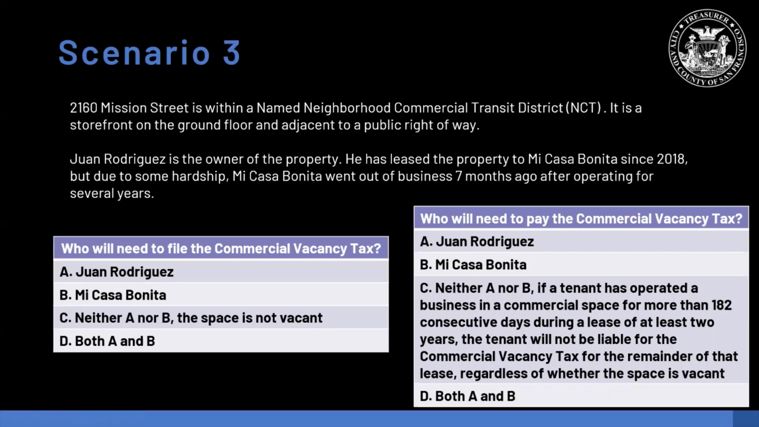Scenario 3. 2160 Mission Street is within a named neighborhood commercial transit district. It is a storefront on the ground floor and in the public right-of-way. Juan Rodriguez is the owner of the property. He has leased property to Mi Casa Bonita since 2018. But due to some hardship, Mi Casa Bonita went out of business 7 months ago after operating for several years.